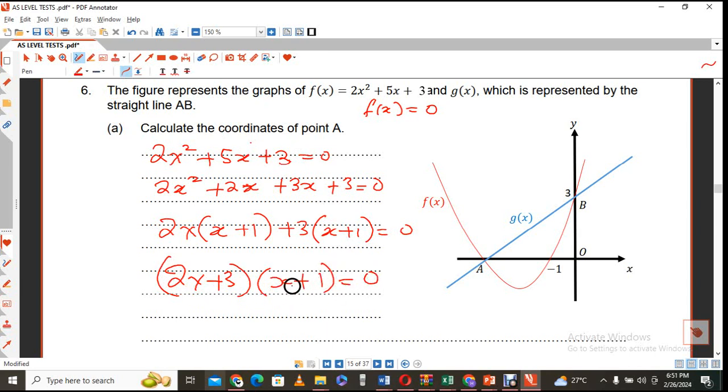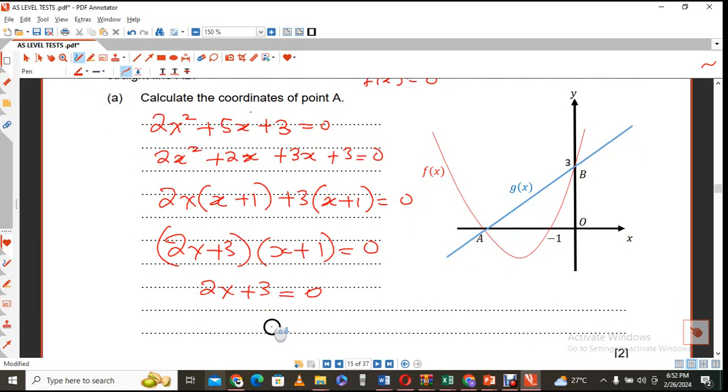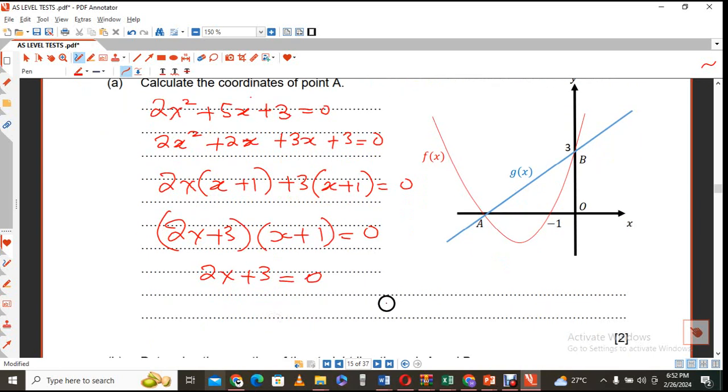Well, I'm not really interested in this one, because this one I know the answer already. So I just want the 2x plus 3, which is equal to 0. And then I solve in order for me to get what that value will be. So the value there will be x equals negative 3 over 2. So the coordinate of A would be negative 3 over 2, comma 0. Okay, so that's how we normally would calculate that one.